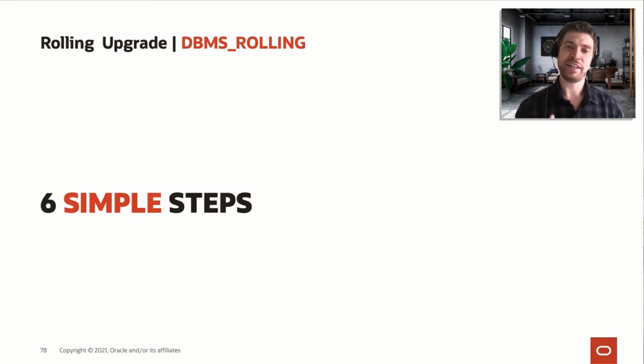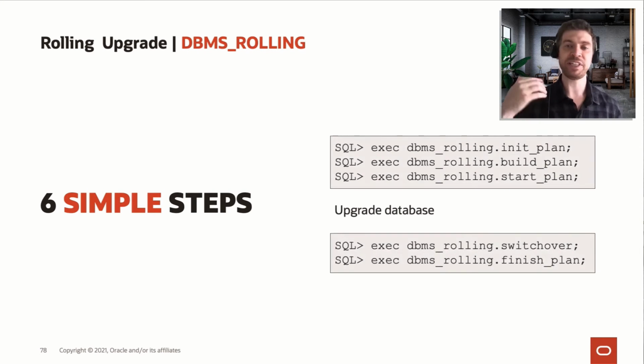So, as I said, it's simple steps if you use the DBMS_ROLLING way. You first initiate a plan, then you build a plan, then you start the plan. Finally, you upgrade your database. After the database is upgraded, and for this step, we recommend you to use AutoUpgrade, you do the switchover, and you finish the plan. So this is how easy it is using the automated way with DBMS_ROLLING.